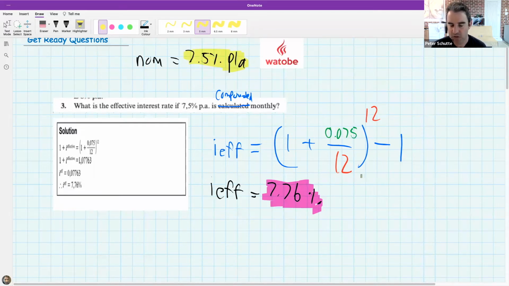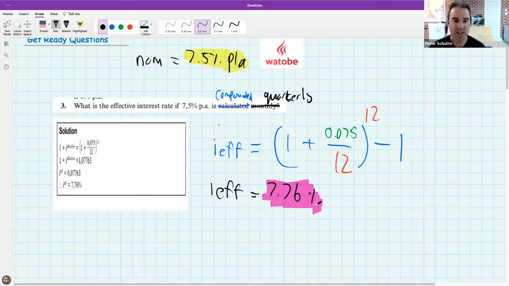That's because when you chop it up into months, after the first month you get some interest. Then in the second month, you get interest on the original and the bit that you added. You end up getting more interest at the end. And I'm going to show you this. Let's adjust this question very slightly. Instead of saying 7.5% compounded monthly, I want you to now work out what the effective interest rate is if it's quarterly.